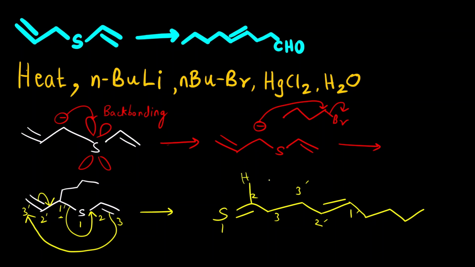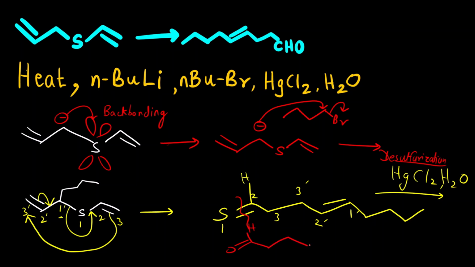This was the second step, and the last step is hydrolysis. Always remember mercury is used to remove sulfur; that reaction is called desulfurization. Here we do hydrolysis of this bond and we get an aldehyde, CHO, a double bond, and then 4 carbons. So this is the product: the aldehyde, then 2 carbons, a double bond, and then 1 2 3 4 carbons.